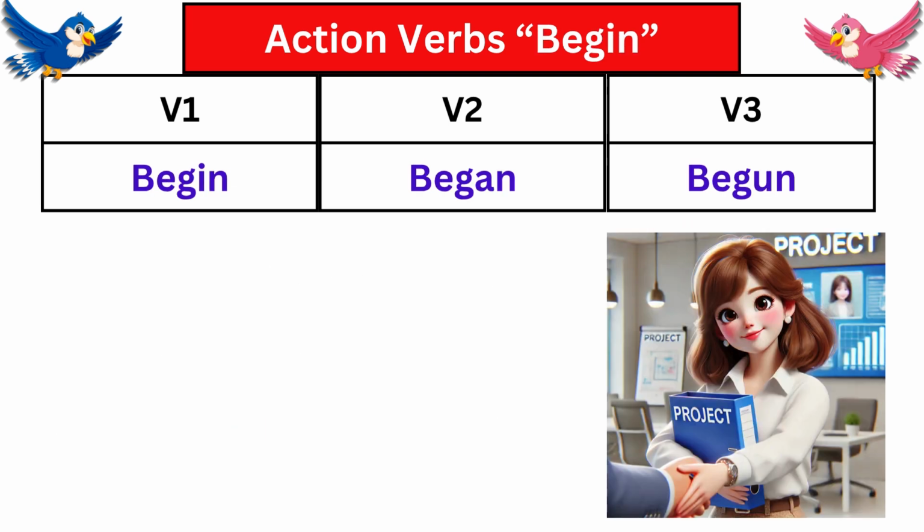Next, let's look at the three forms of the verb. V1: begin, present. V2: began, past. And V3: begun, past participle. Now, let's use these words in sentences.